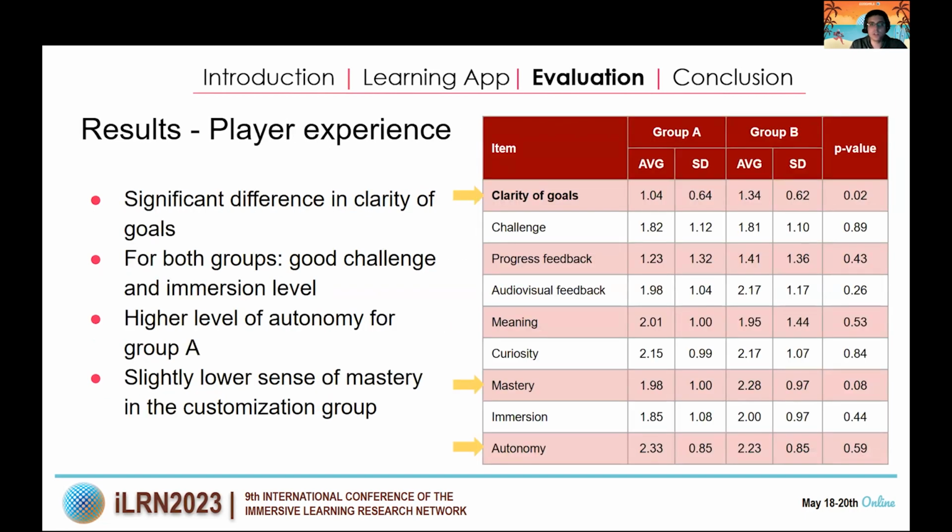The player experience results show a significant difference in the clarity of goals. It suggests that users without built-in customization features have a clearer goal, which indicates that goal clarity is disrupted by adding customization features to the learning experience. In addition, both groups had a good challenge and immersion levels. It was also observed that participants in the customization group rated their sense of mastery slightly lower than participants in Group B.